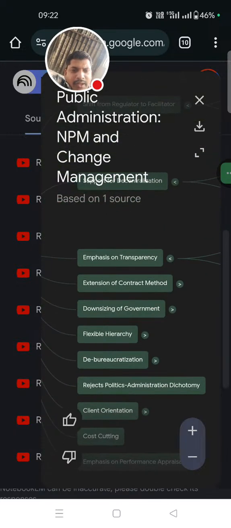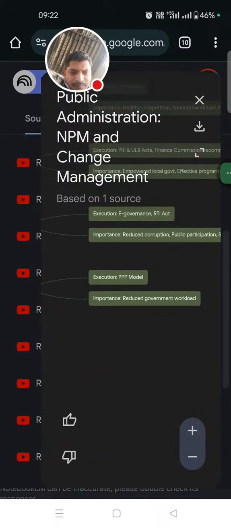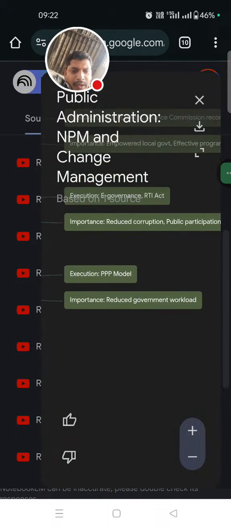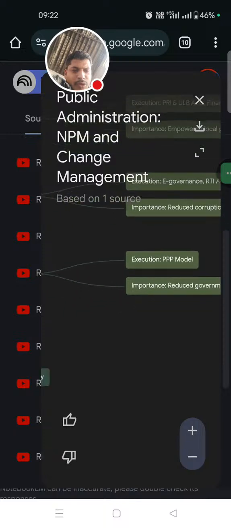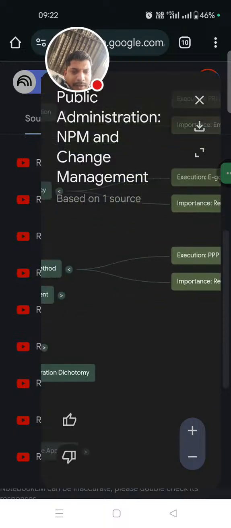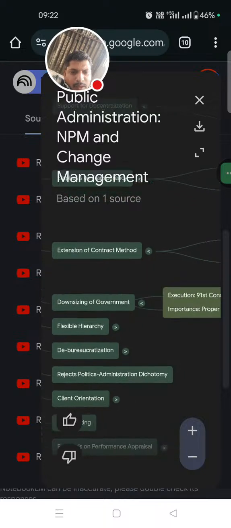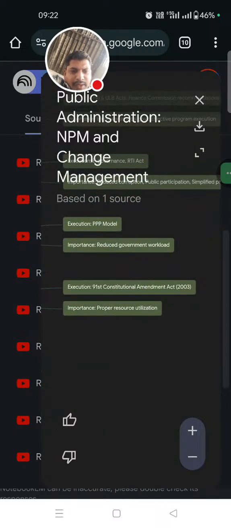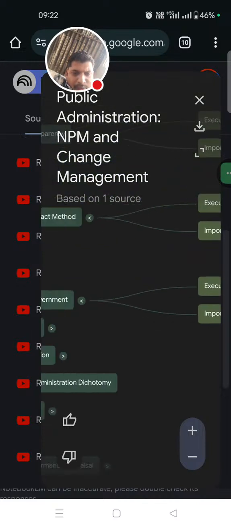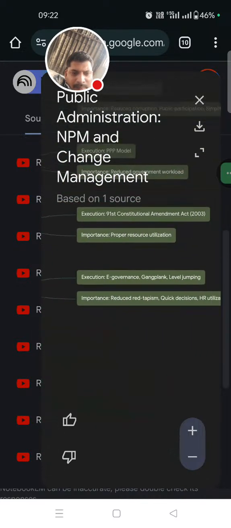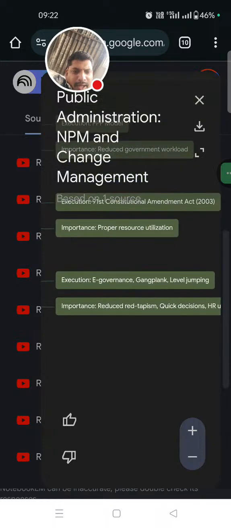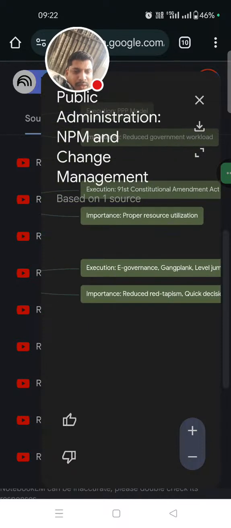Then comes the extension of the contract method. So execution in the PPP model, and importance in reduced government workload, minimum government, maximum governance, and downsizing of government, and execution through the 91st Constitutional Amendment in 2003, downsizing ministers by 15%. Importance: proper resource utilization and flexible hierarchy. Execution through e-governance, gangplank, and level jumping. Importance: reduced relativism, quick decision, and HR utilization.